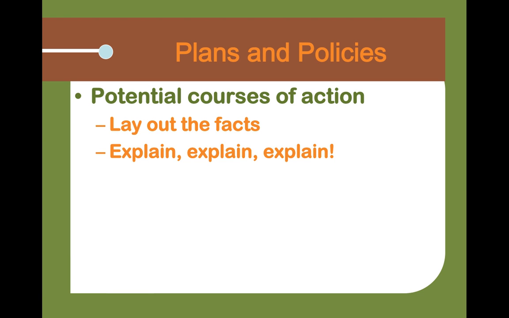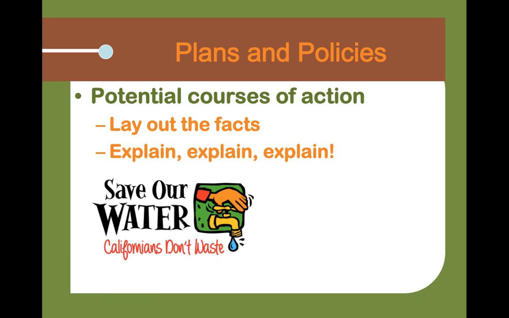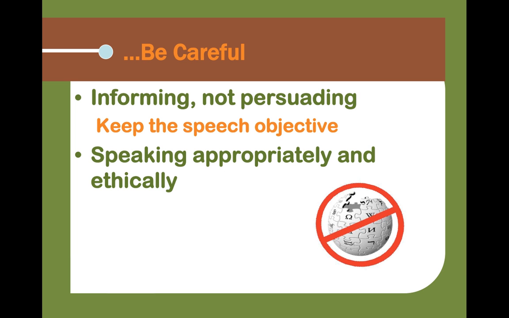Plans and or policies. With plans and or policies, you could talk about potential courses of action. Be sure to lay out the facts and just explain. This is not a persuasive speech, so you don't want to give your opinion too much. Just give your audience the facts. So if you wanted to talk about water conservation in California, this is a hot topic right now. Be careful, you are informing your audience, not persuading, so make sure to keep your speech objective. This means don't insert your opinion into the speech, and always make sure you're speaking appropriately and ethically.